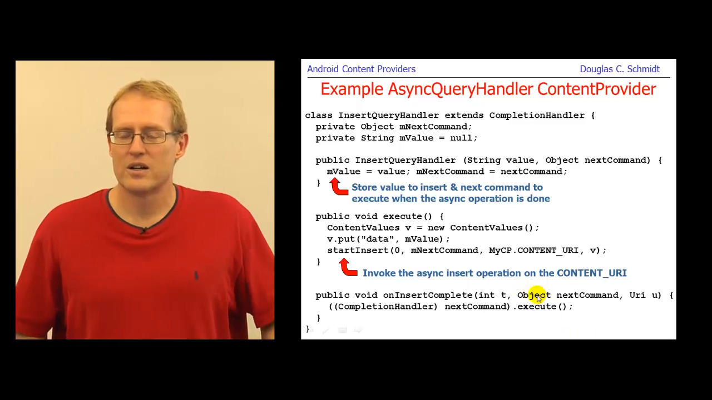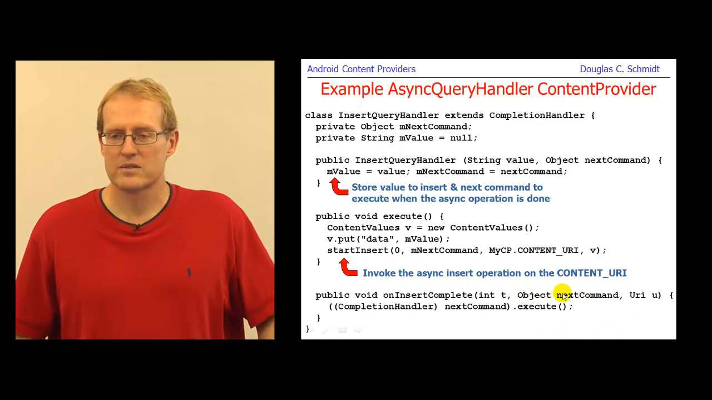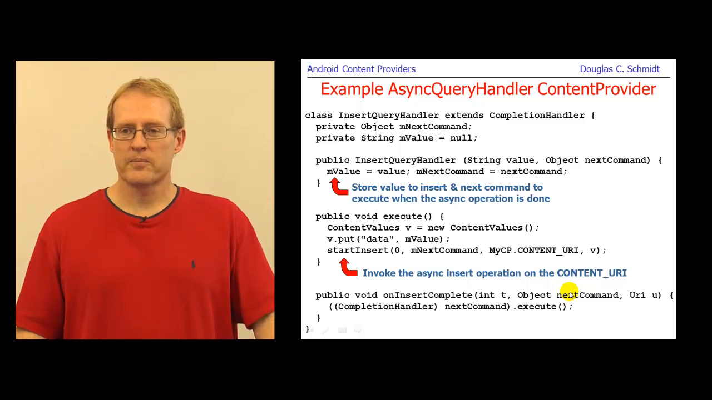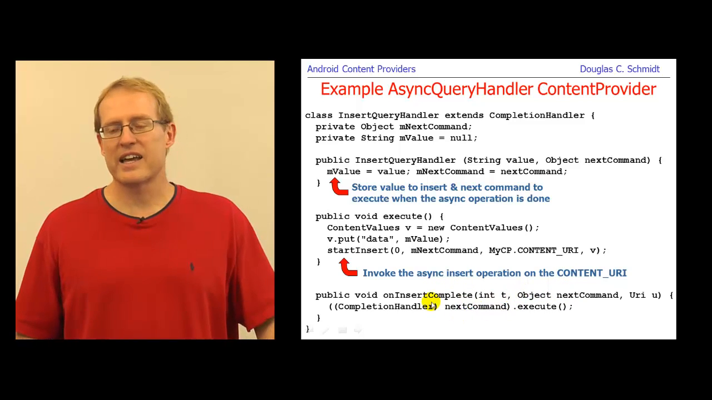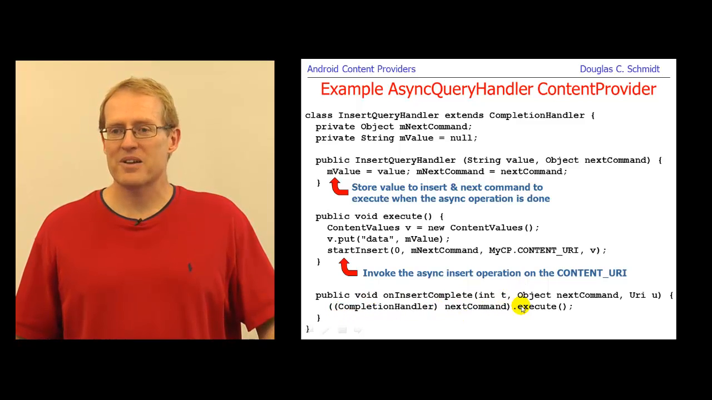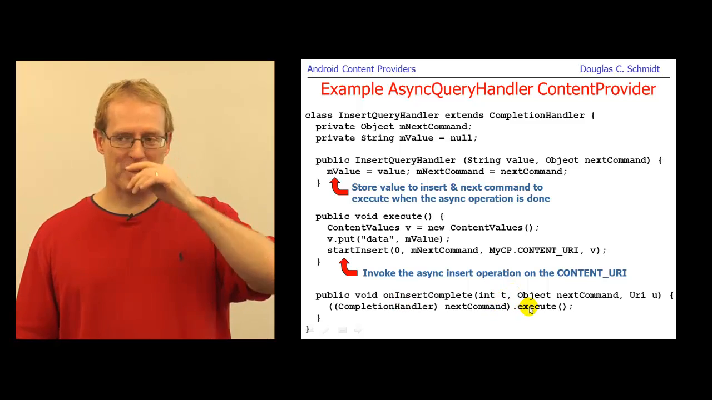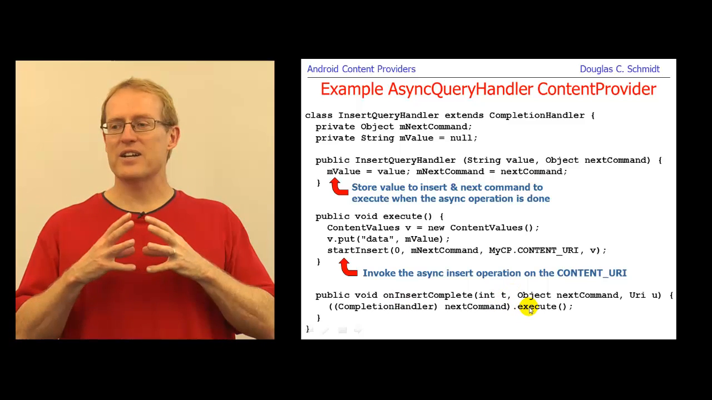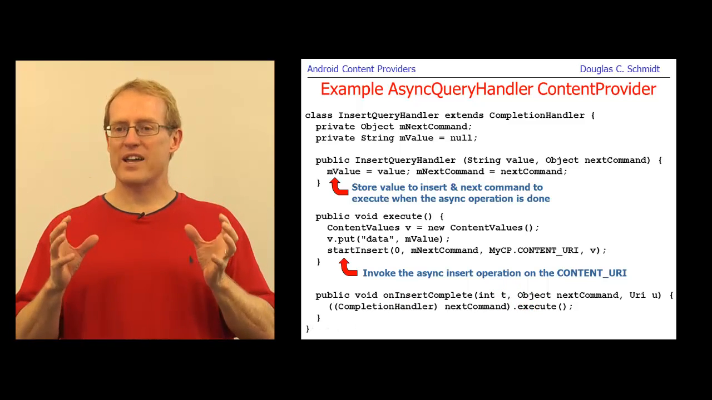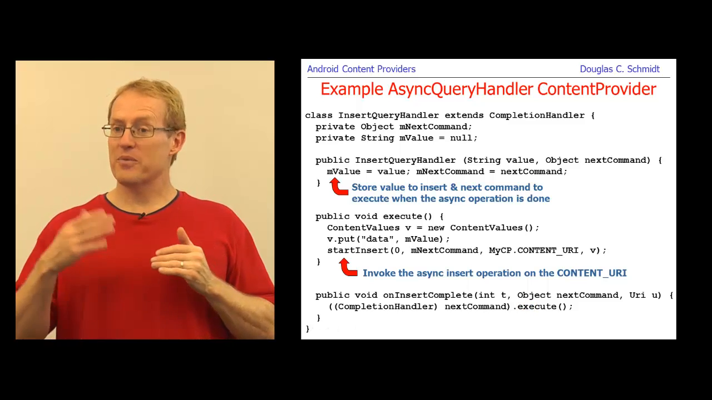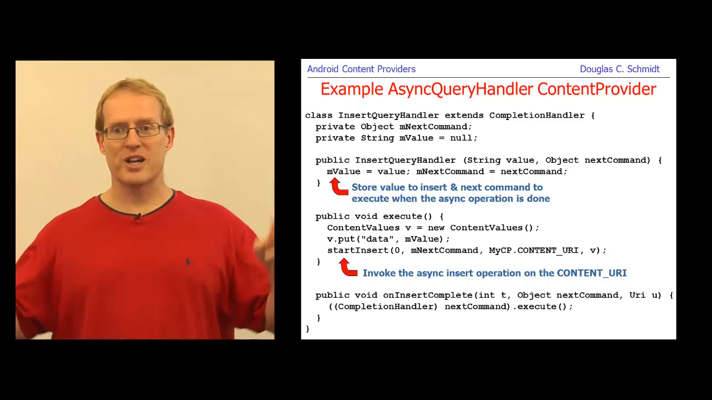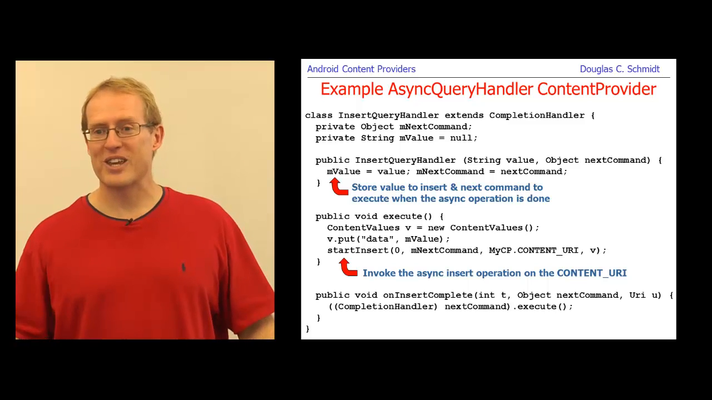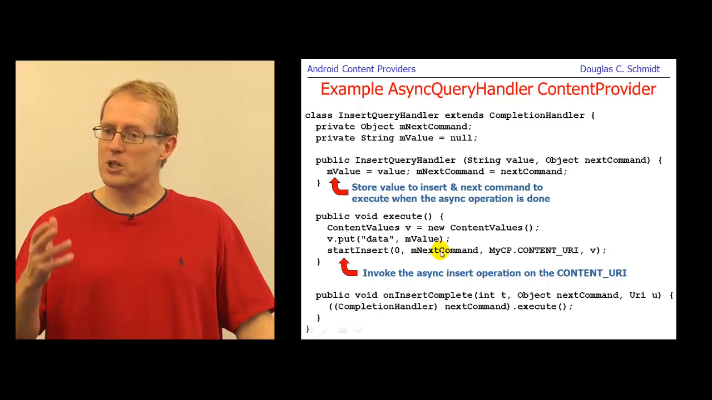Yes, sir? Why isn't the object, or like the completion handler parameterized so that you don't have to test it? Oh, you mean make it like a parameterized type? Yeah, like they do an async task. Right. Well, the reason for that is that this thing is trying to treat this in as generic a way as possible. Now, having said so, the underlying framework just works on objects, right? That's the most generic thing you can have in Java. But you raise a good point.